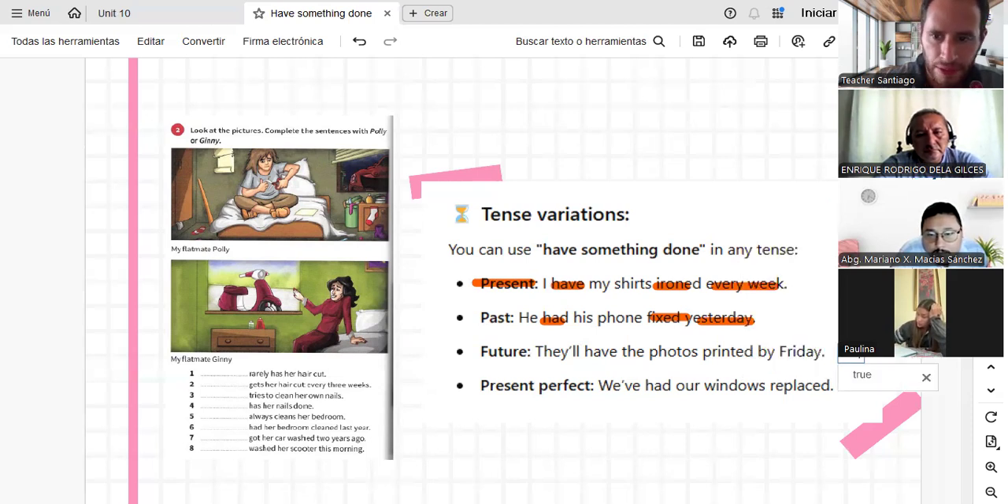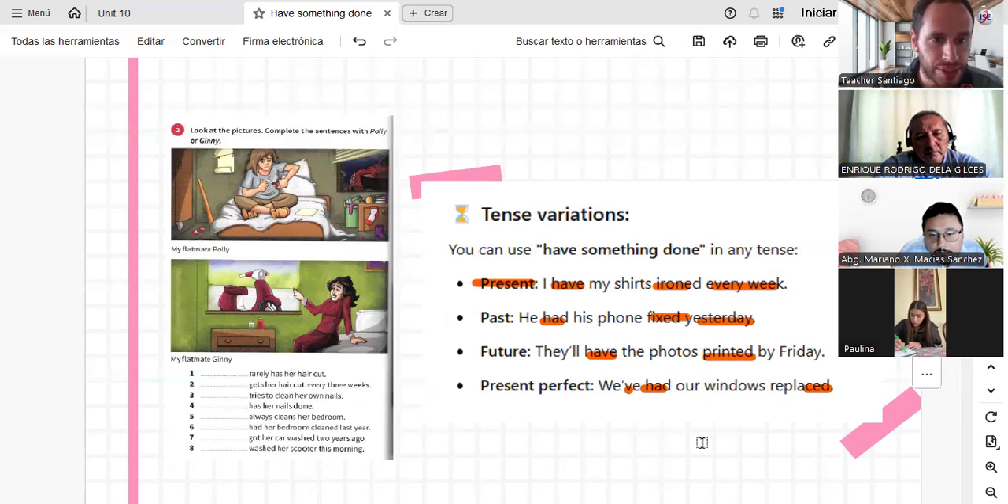So they will, or we can say they'll, right? After the subject plus the auxiliary will, we use the auxiliary have, the photos printed. This is the main verb in past participle. Printed by Friday. This is future. And present perfect. So in this case, we use the auxiliary have, we have had our windows replaced. So notice the verb goes in past participle.